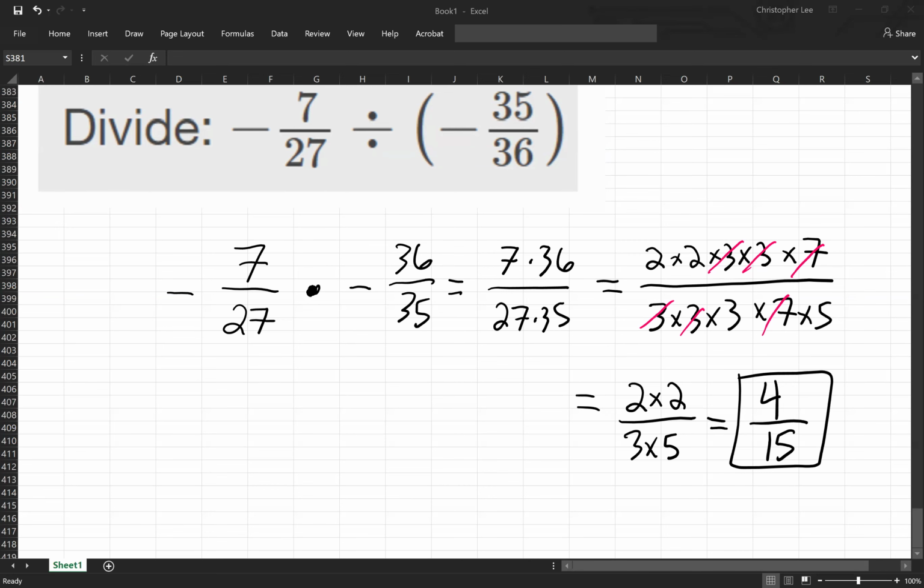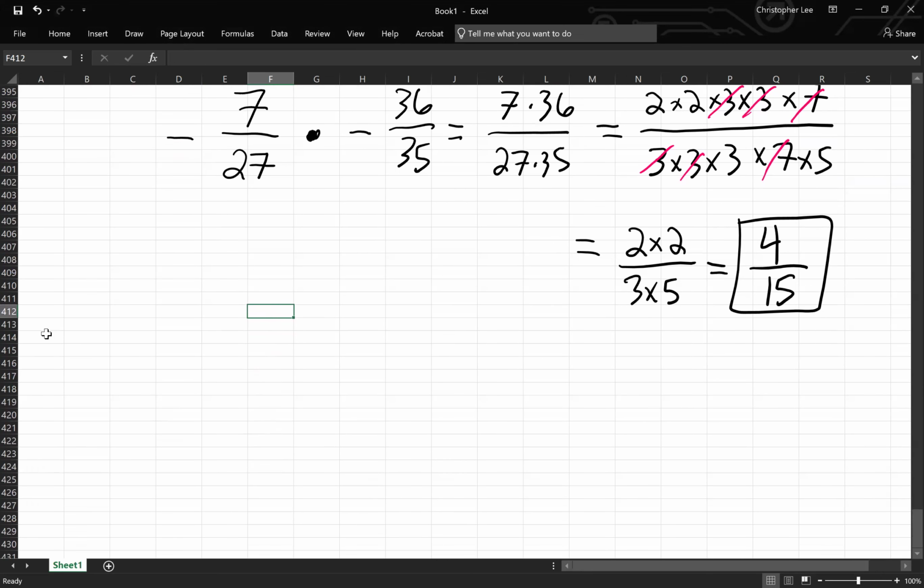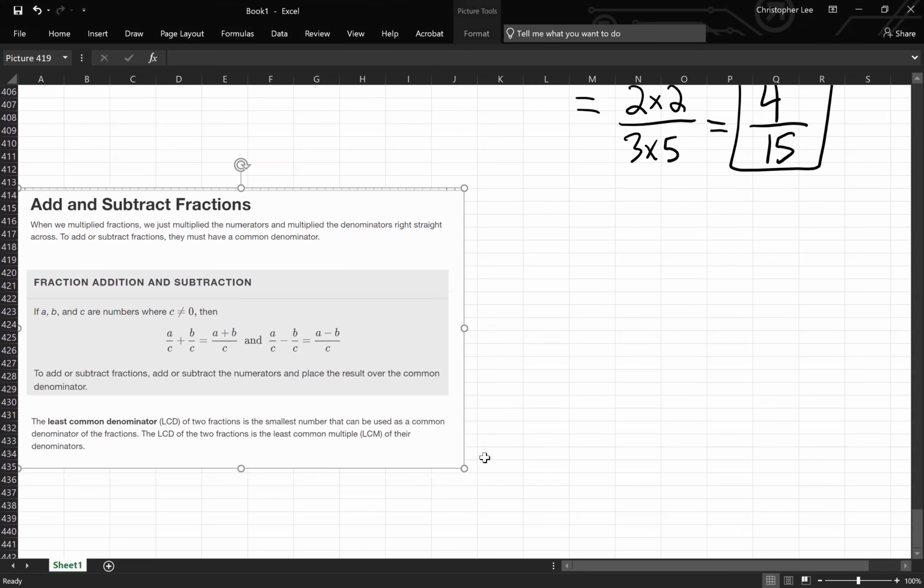All right, so let's get into the hard stuff now. I promise you, it's not too bad, but this is the hard stuff right here. So we're going to be talking about adding and subtracting.